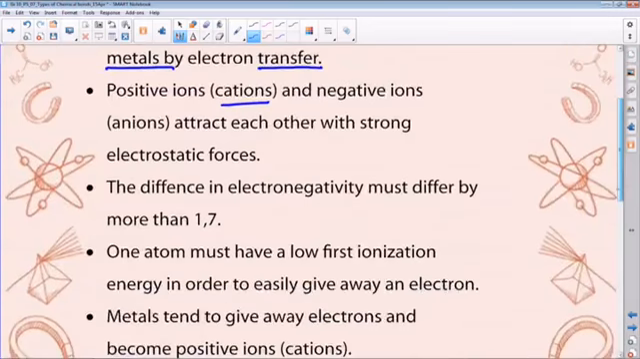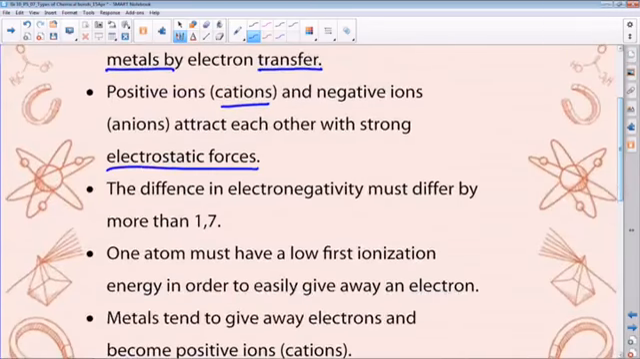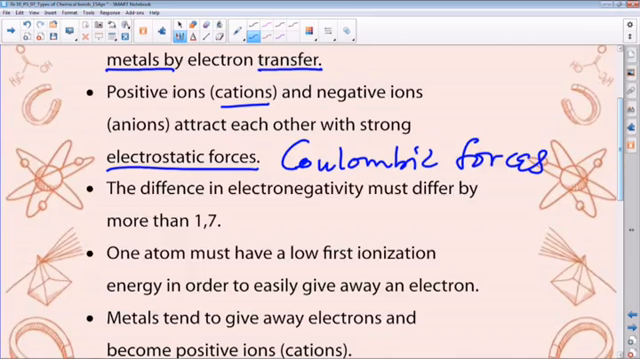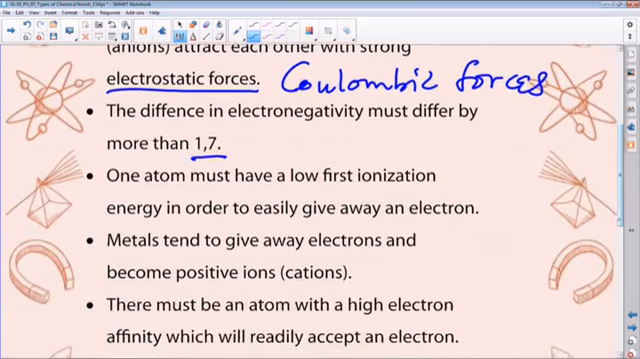We also spoke about the electrostatic forces, which are the Coulombic forces, which is very, very important. Now, the difference in electronegativity is more than 1.7. These are very ionic in terms of the difference in charge. One is more positive and the other one is more negative. We would have spoken about ionization energy.